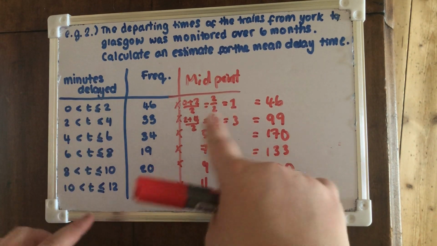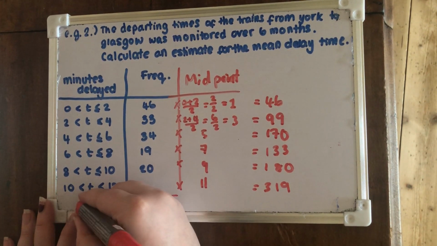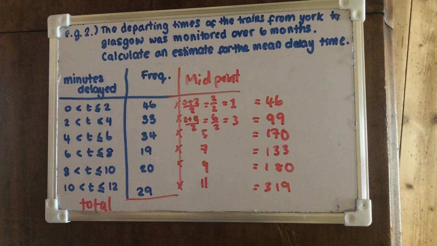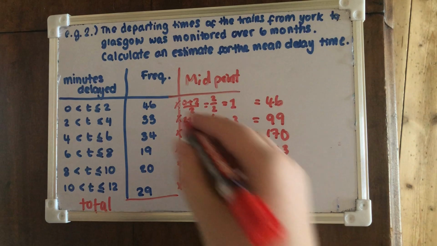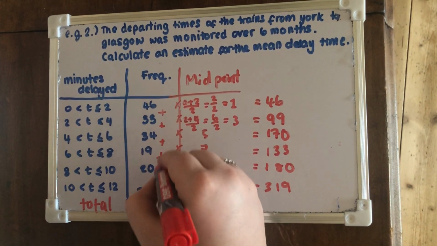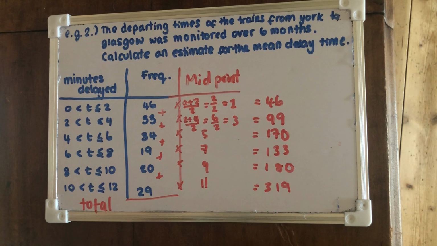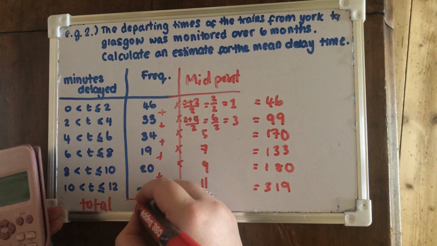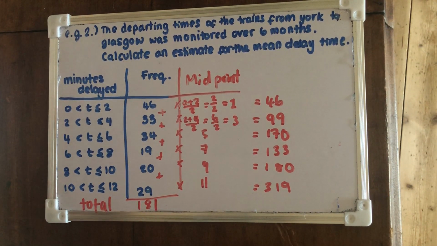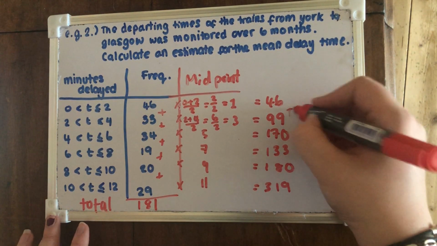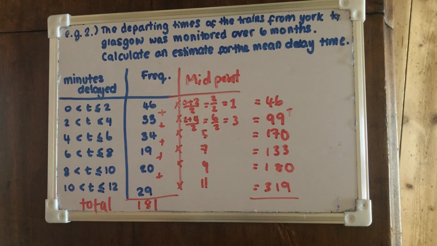I've multiplied those. Then we need to add up the total frequency, so that's the total number of trains that there were. Okay, so 46 plus 33 plus 34 plus 19 plus 20 plus 29. There was 181 trains. Okay. So then we need to find the total minutes that they were late by multiplying all these together. So 46 plus 99 plus 170 plus 133 plus 180 plus 319.